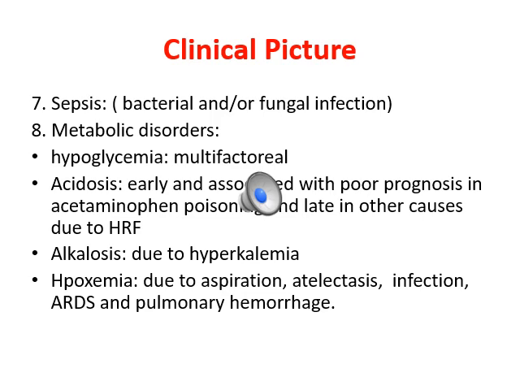Sepsis is common in these patients because we know that the liver is a part of the immune system, and liver failure can be associated with sepsis. Metabolic disorders including hypoglycemia, acidosis, and sometimes alkalosis due to hyperkalemia, but most probably acidosis is more common. Hypoxemia due to aspiration, atelectasis, infection, ARDS, and pulmonary hemorrhage.